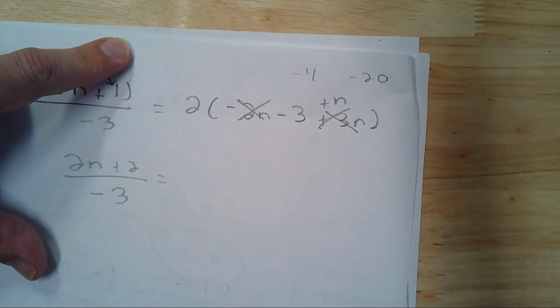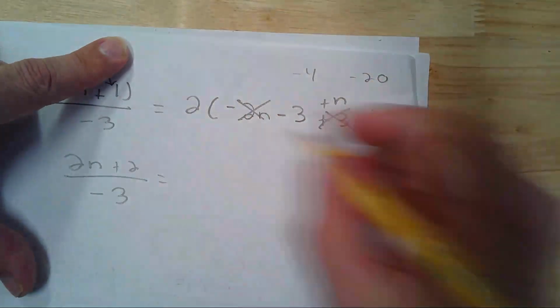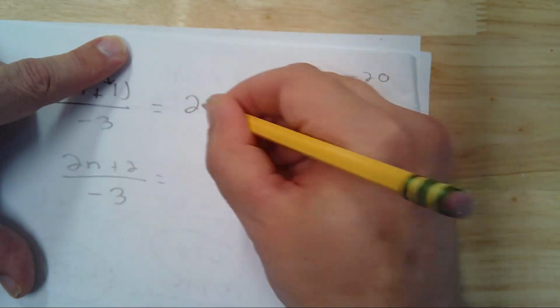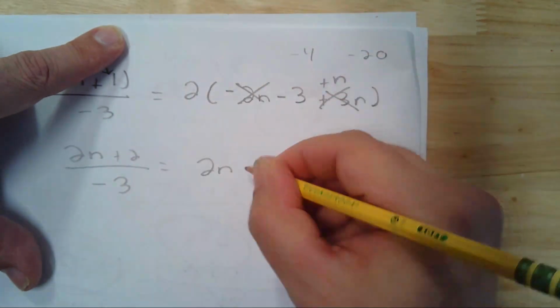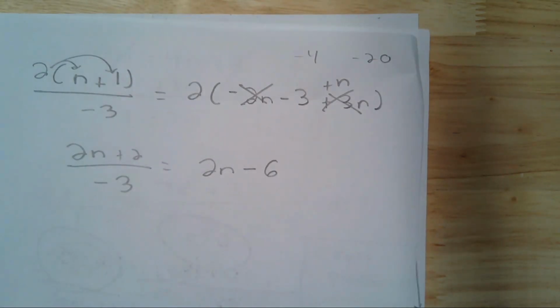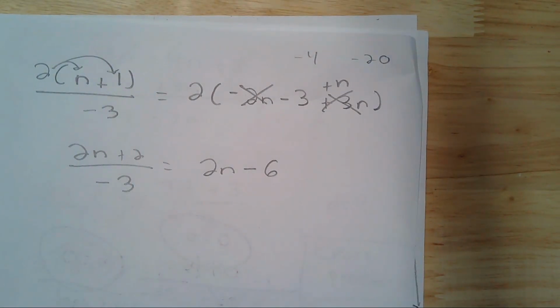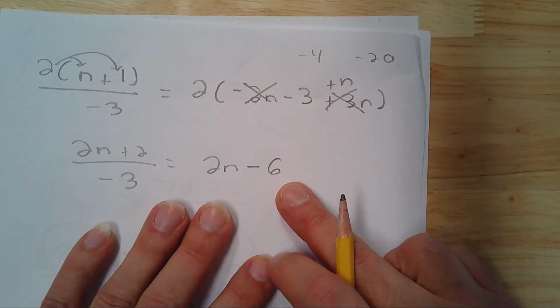And now I'm going to distribute 2 times, and I'm going to rewrite it this way too, just because I find it easier. 2 times n is 2n, 2 times -3 is -6. So, did you guys get 2n minus 6 on the right?